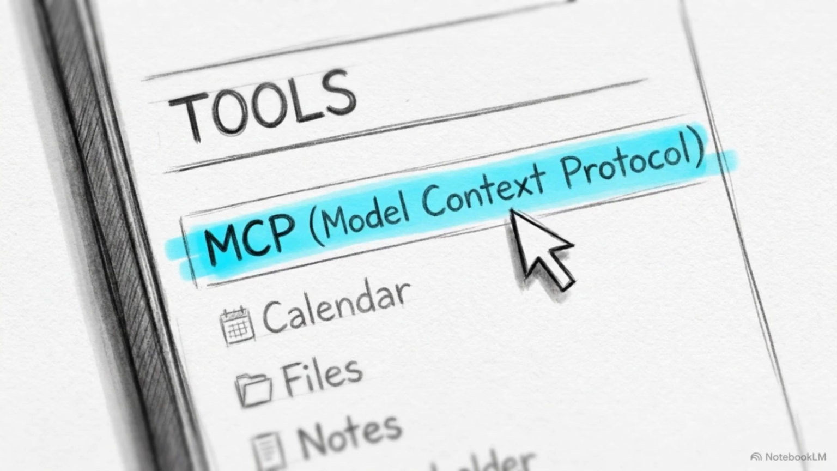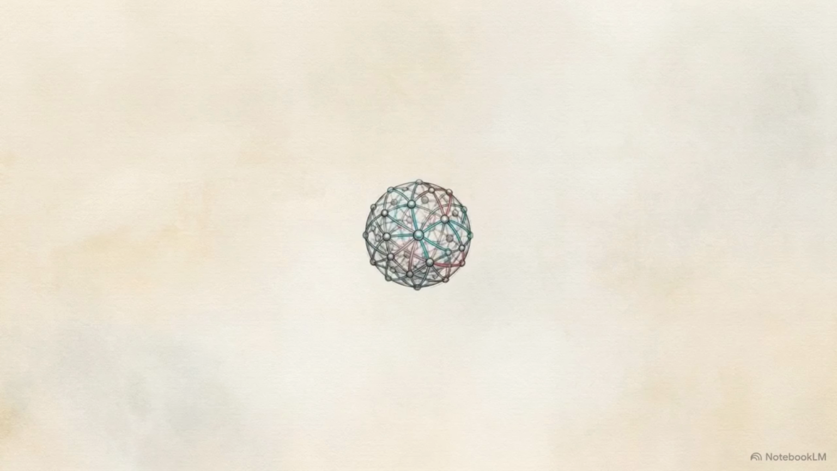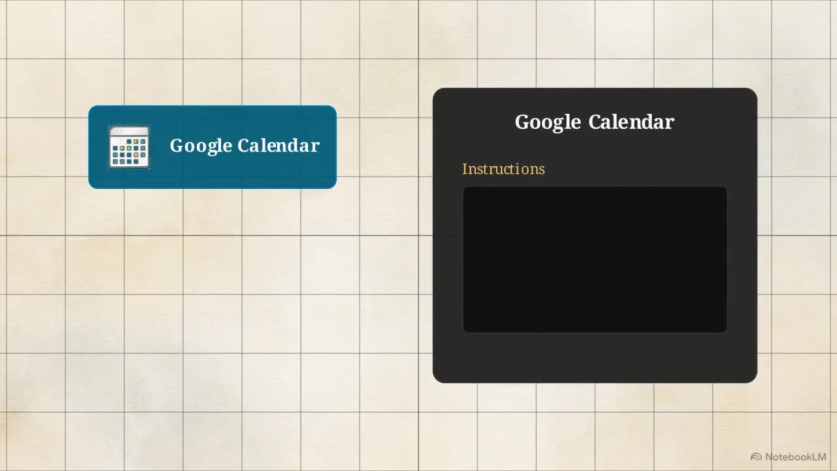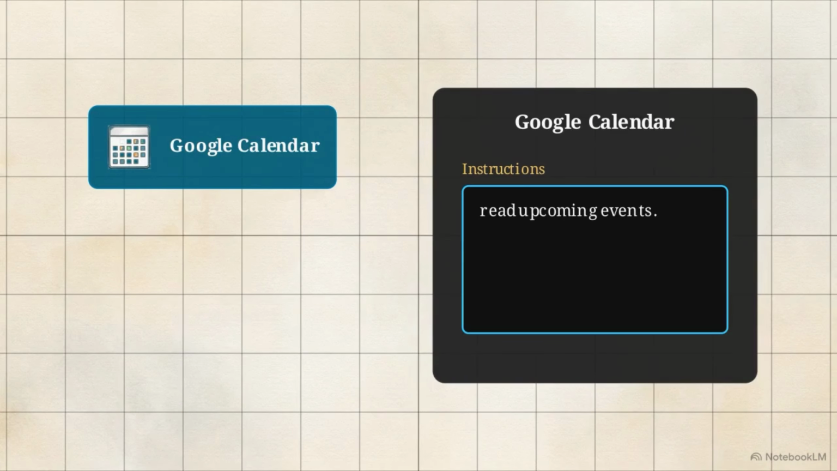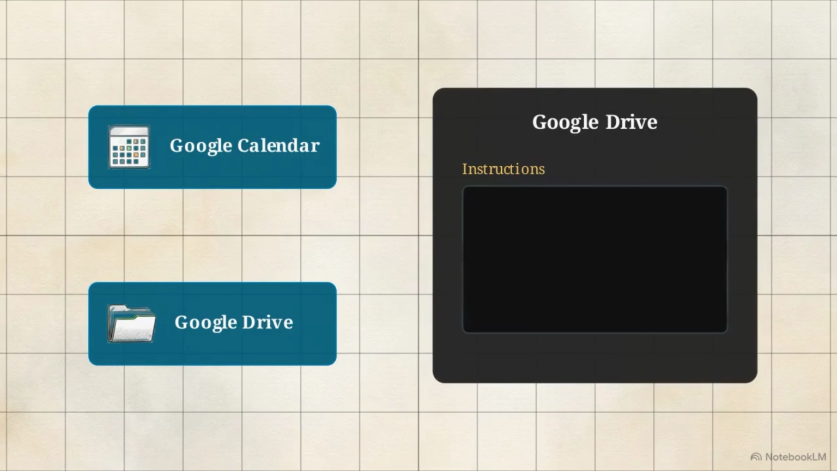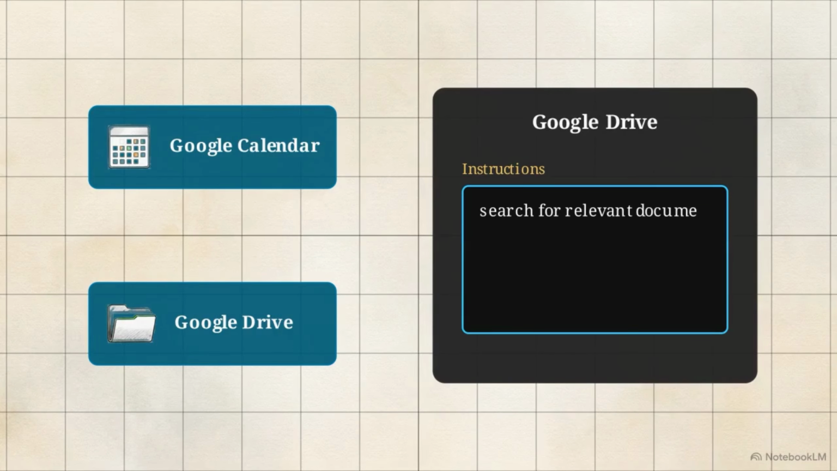On the left sidebar, open the Tools menu. This is where we find the MCP, the Model Context Protocol. Think of MCPs simply as connectors that let our agent reach outside of ChatGPT and interact with other apps. Drag the Google Calendar MCP block onto the canvas and set its instructions to read upcoming events. Next, for meeting context, drag the Google Drive block onto the canvas. In its Properties panel, set instructions to search for relevant documents.